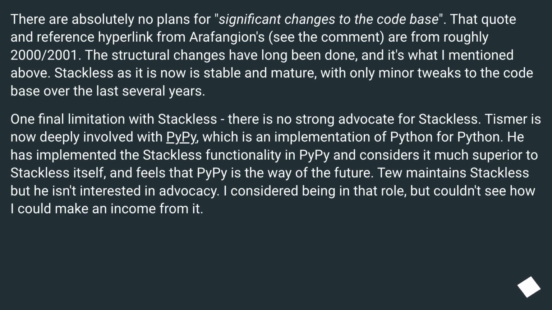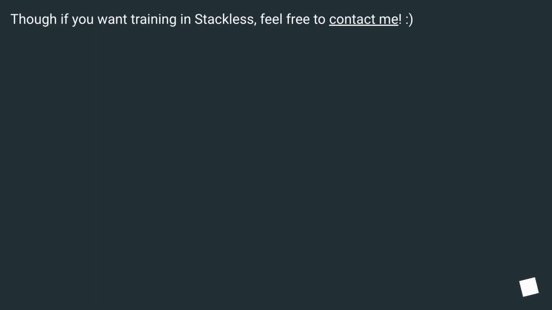One final limitation with Stackless: there is no strong advocate for Stackless. Tismer is now deeply involved with PyPy, which is an implementation of Python in Python. He has implemented the Stackless functionality in PyPy and considers it much superior to Stackless itself, and feels that PyPy is the way of the future. Tew maintains Stackless but he isn't interested in advocacy. I considered being in that role, but couldn't see how I could make an income from it. Though if you want training in Stackless, feel free to contact me. Smile.